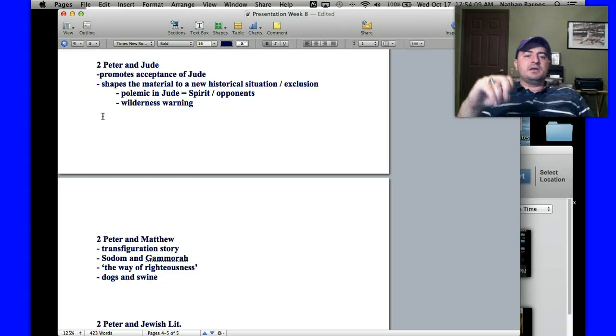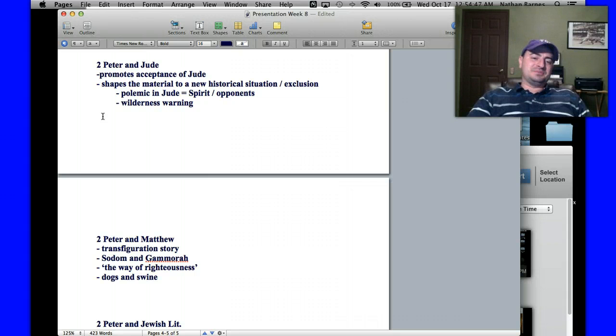And the other thing that's missing is the wilderness warning. In Jude, it says that we need to remember what happened to the Jews who were wandering in the wilderness for 40 years. That can happen to us. We need to take that as a warning. That's excluded in Second Peter because he has a different situation. So I thought that was kind of interesting. It didn't come off when I said it as interesting as I thought it is.